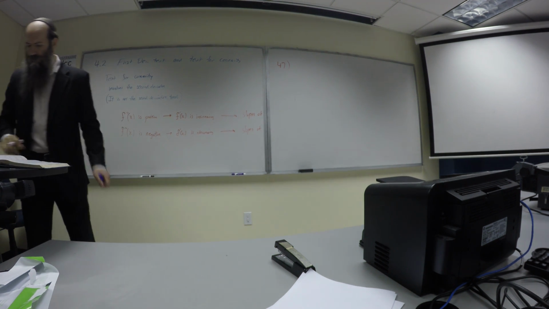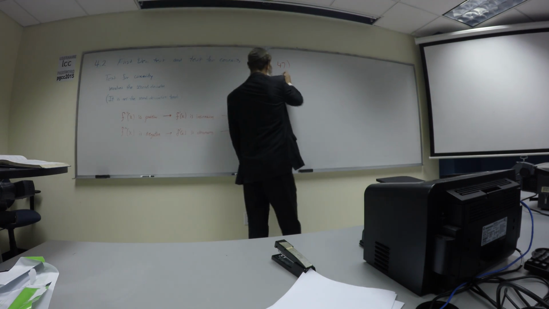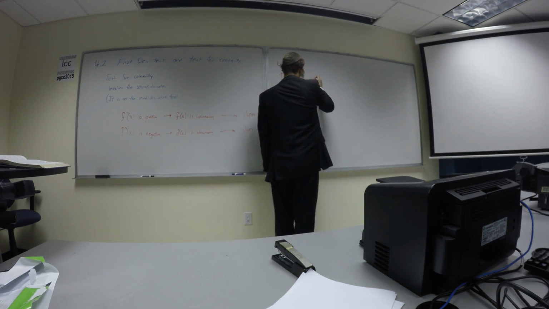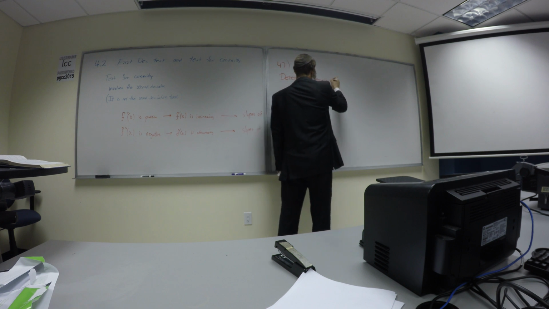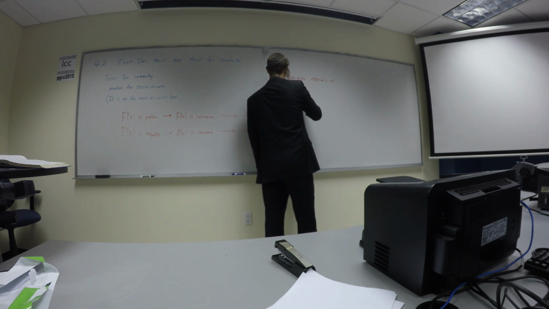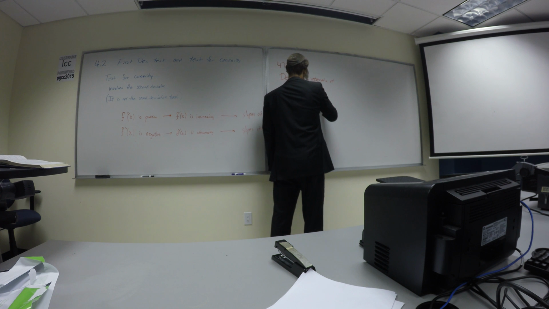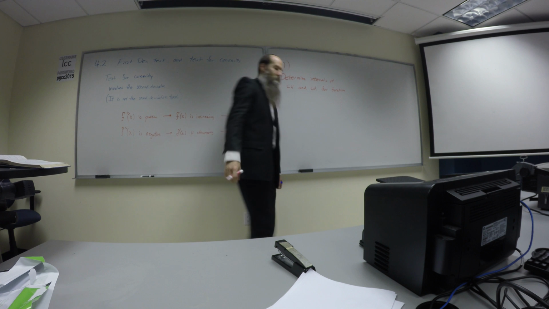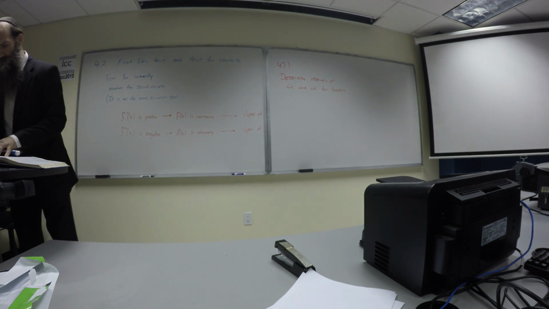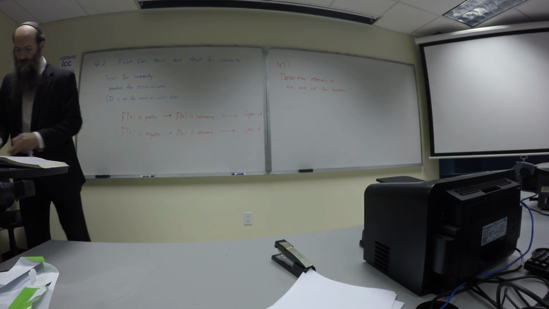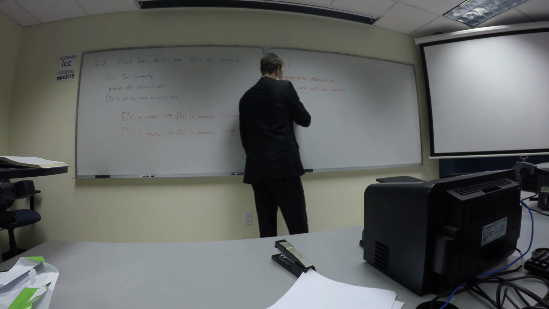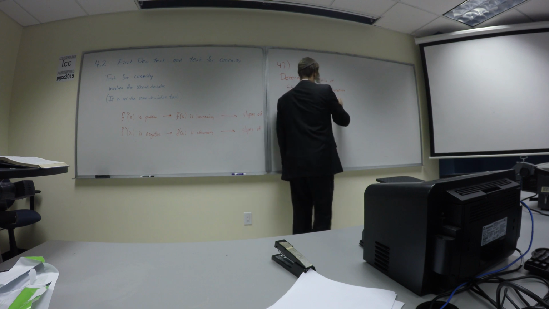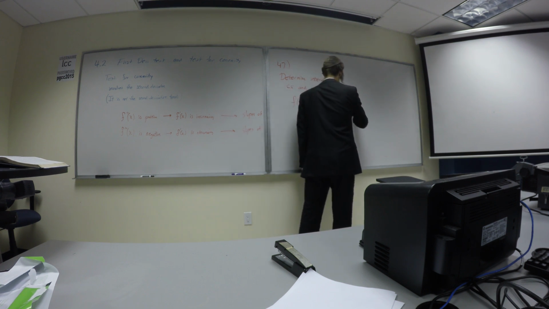47. Determine the intervals on which the following functions are concave up or concave down. F of x is 5x to the fourth minus 20x cubed plus 10.